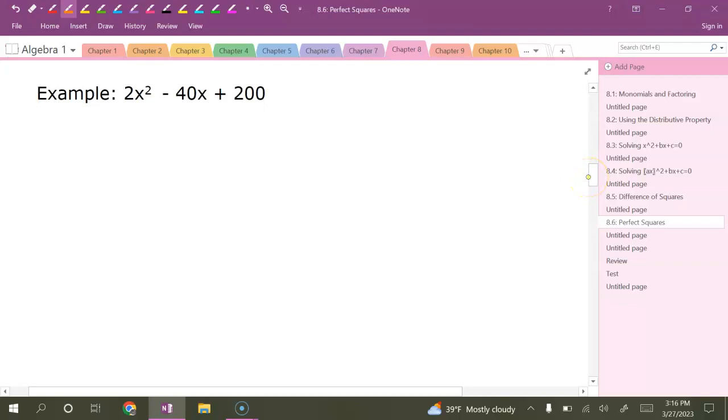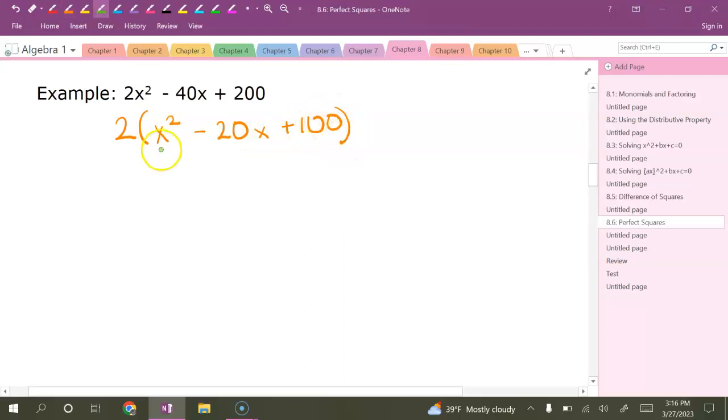I don't see any terms that I need to combine. It's already written in descending order. Remember though, another thing I said to look for, especially because some of you are looking maybe at the 2 and the 200 and you know that those aren't perfect squares. Let's see what happens though if we try to simplify this by taking out a 2, because I see that they're all even. So if I take out a 2, then I'm left with x squared minus 20x plus 100.